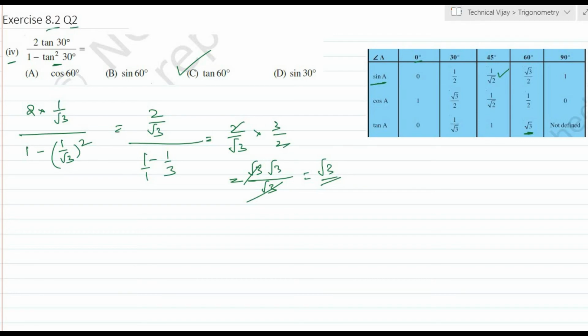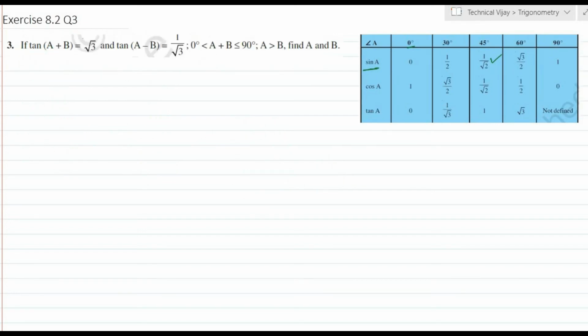So exercise 8.2, question number 3. If tan of A plus B is equal to root 3, then tan of A minus B is equal to 1 by root 3. A plus B is between 0 and 90 degrees, and A is greater than B. Find A and B. So A is bigger, so A is greater than B.